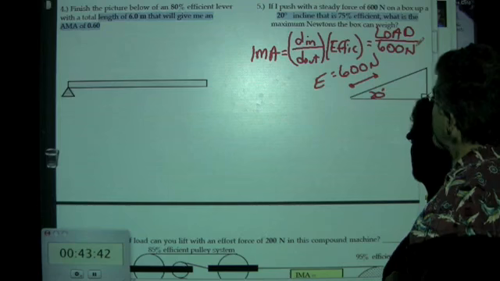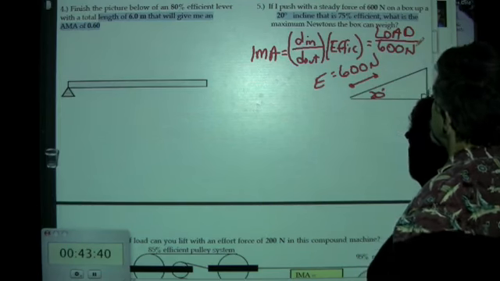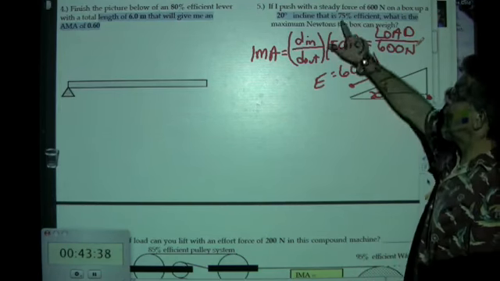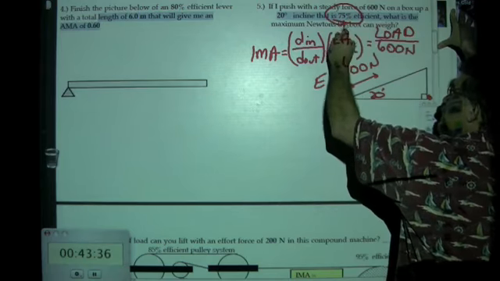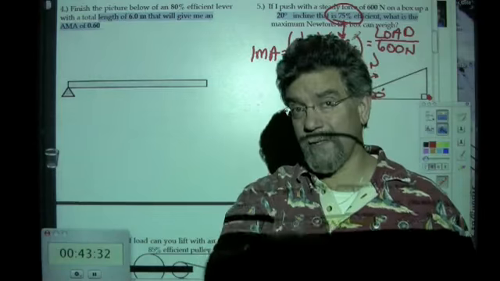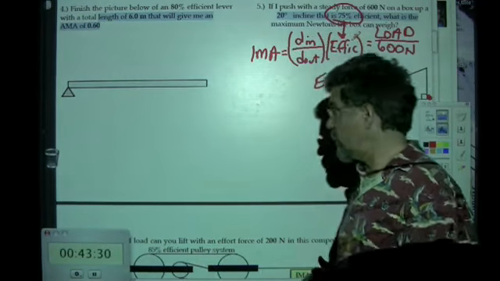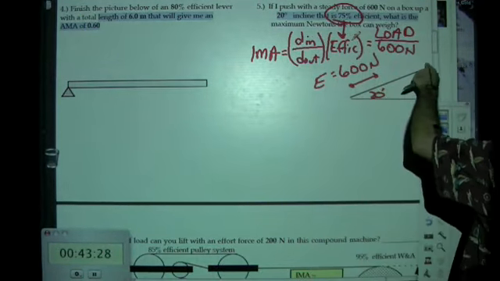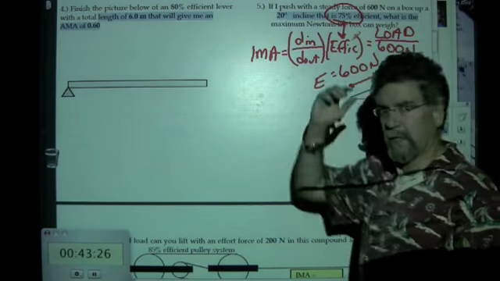And let's plug in more. Do I know anything else? Well, okay, I know 75. I know that's my efficiency. But I don't know my distance in or my distance out. But I do know my ratio, because remember, distance in is the hypotenuse and distance out is the opposite side.